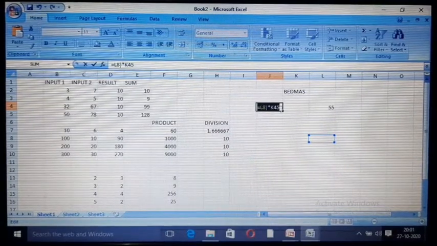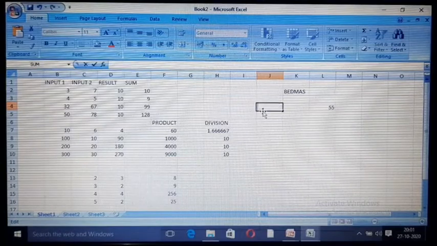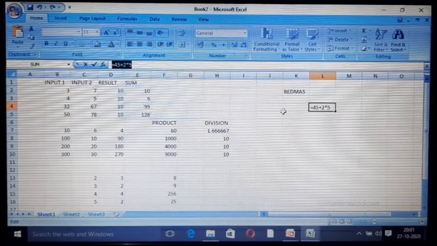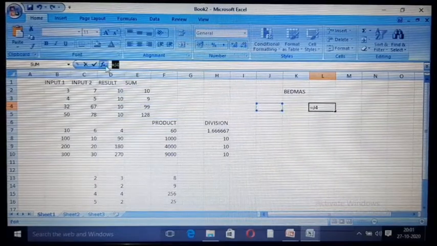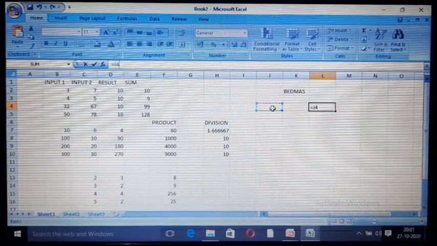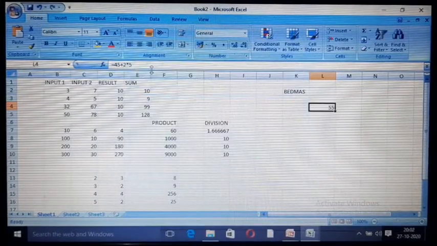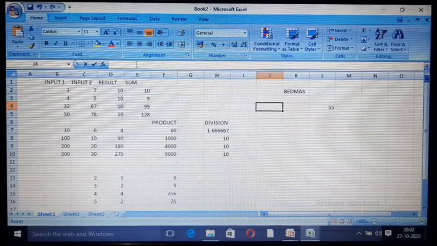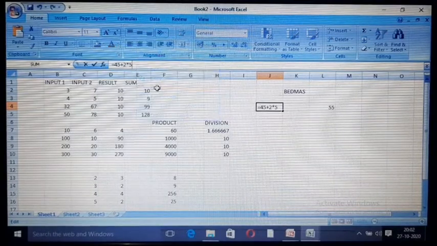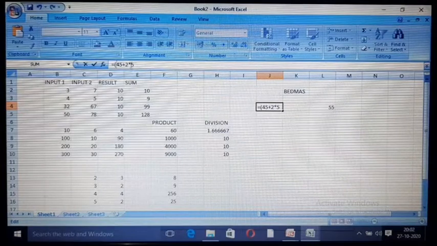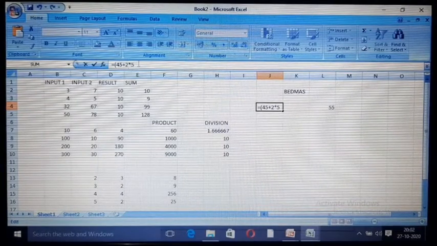Now I have clicked somewhere else. Now copy this and right here. I'll put the bracket here as before, and remove the bracket option, then press enter here.